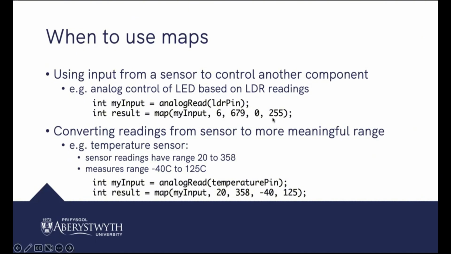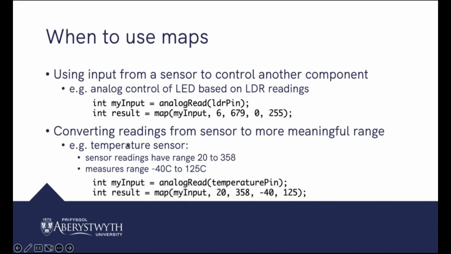Interestingly, you could actually convert these the other way around. So 6 is when it's really dark, 679 is when it's really bright. So would you want it to go from off to on with the LED, or would you perhaps want to switch that around? That works too. So we have a lot more control when we're programming with text, but don't worry about that if you don't get that.